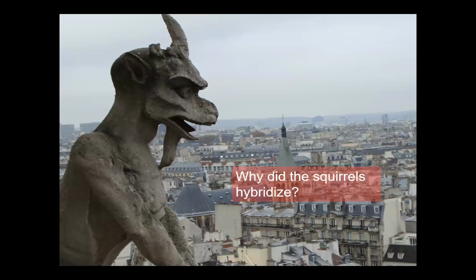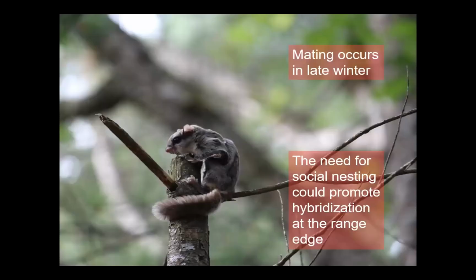Okay, so really what we think, just to wrap up this question about why the squirrels hybridize, is that the flying squirrels, the southern flying squirrel especially, is very subject to mortality in the winter. There's a strong imperative, so this requirement to socially nest can promote hybridization at the range edge, because mating in flying squirrels occurs during late winter. So right now, here we are in late February, squirrels are starting to mate.